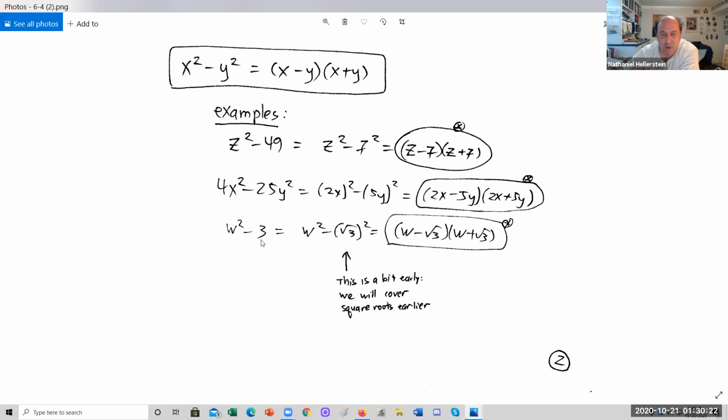Now here I have w squared minus 3, and I realize this is a bit early because we haven't covered square roots yet. But w squared minus 3 is w squared minus the square root of 3 squared. The square root of 3 is what's called an irrational number, approximately 1.732050808 and on forever. We'll be talking about it in more detail later. Anyhow, it's a difference of squares, so it's w minus the square root of 3 times w plus the square root of 3.